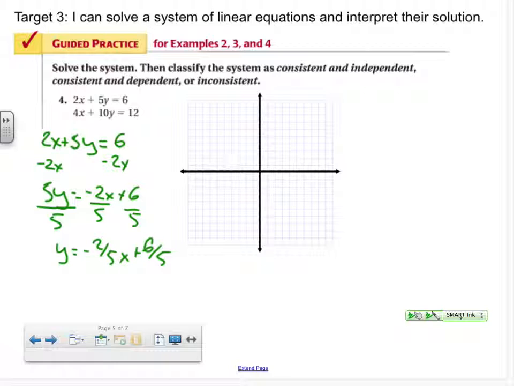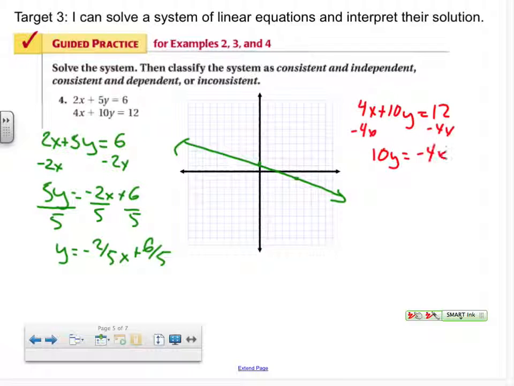Let's take a look and graph that right now. 6/5 is about 1.2. Our slope is -2/5, so we'll go down about 2 from there and over 5. Connect and extend. All right. Let's graph the other one in red. 4x plus 10y equals 12. We'll subtract 4x, so 10y equals -4x plus 12. Divide by 10. So y equals -4/10 x plus 12/10.